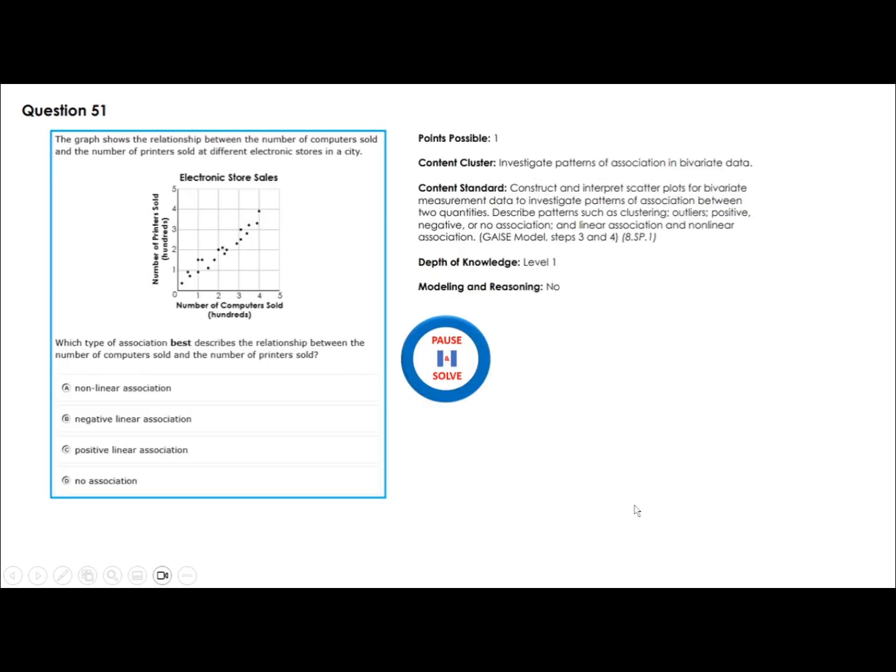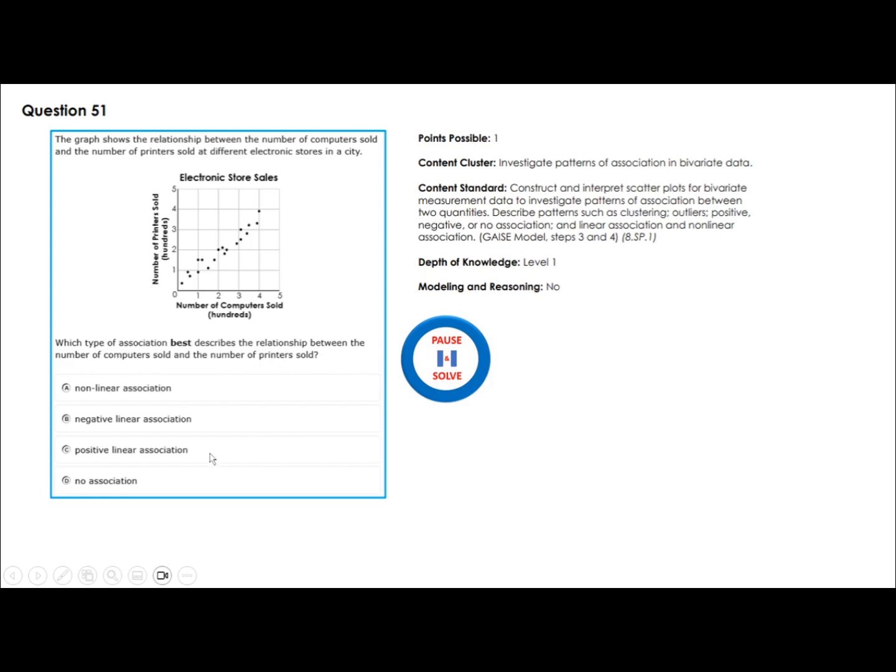Okay. The graph shows the relationship between the number of computers sold and the number of printers sold at different electronic stores in a city. Number of computers, number of printers. What type of association best describes the relationship between the number of computers sold and the number of printers sold?